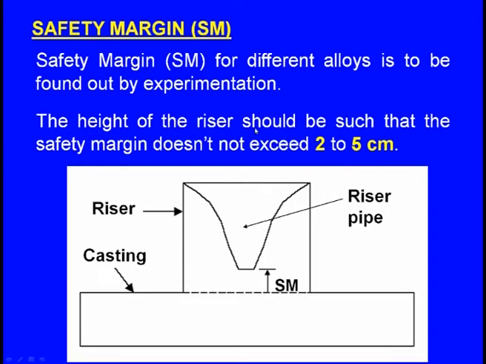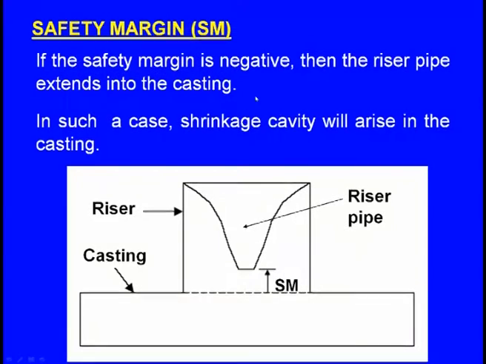So, by properly designing the safety margin, by conducting experiments, we have to find out the safety margin for different alloys. Accordingly, we have to fix the height of the riser. Then the efficiency of the riser will be improved. If the safety margin is negative, then the riser pipe extends into the casting. In such a case, a shrinkage cavity will arise in the casting.